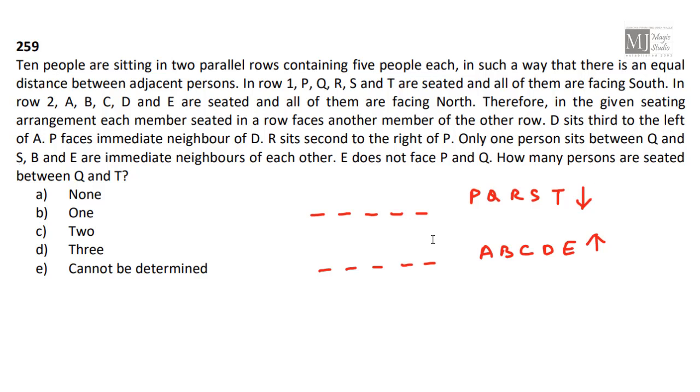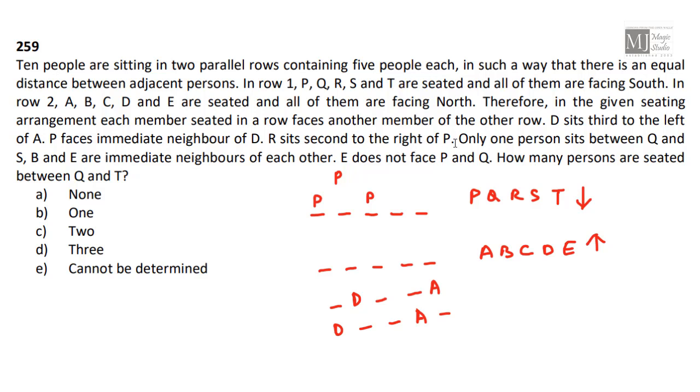D sits third to the left of A. That means if A sits here, D is 1, 2, 3 sitting here, or if A sits here, 1, 2, 3, D will sit here. We can have these two arrangements. P faces immediate neighbor of D. So if D is here, P can be on these two sides. Or if D is sitting here, then P can be sitting on this chair only.